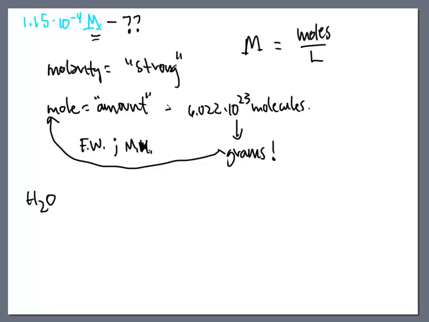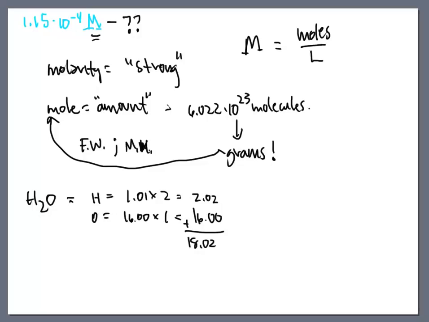Okay, so the formula weight for water, I look on the periodic table and I find hydrogen. Hydrogen weighs 1.01. I'm just going to round it off to 2 decimals. And oxygen weighs 16.00. Again, I'll round it off. Well, I've got 2 hydrogens here in this case, so 1.01 times 2 is 2.02. And I've got 1 oxygen that's there. It's not written, but it's understood to be a 1, so that would be 16. And I take those 2 and I add them together, 18.02, and the unit here is gram per mole.